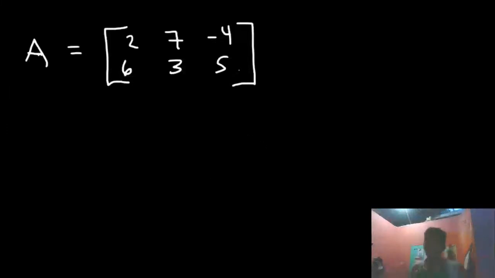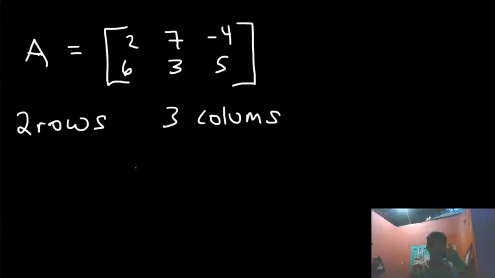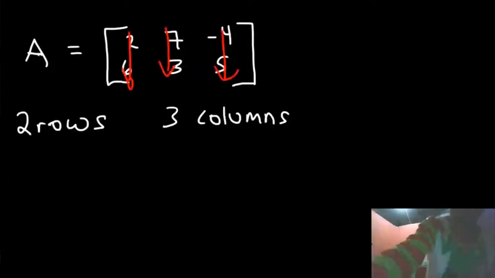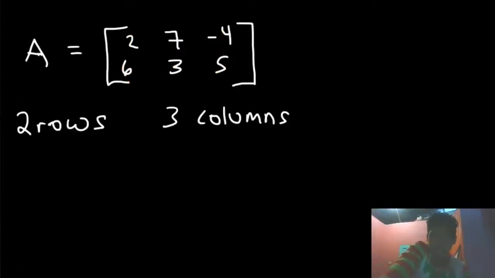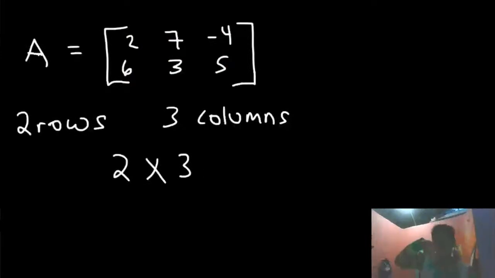Now, this matrix has 2 rows and 3 columns. Now, the rows are horizontal. So this is the first row, and this is the second row. The columns are vertical. This is the first column, second, third. So there's 2 rows and 3 columns, so this is considered a 2 by 3 matrix. The order of the matrix lists the number of rows first and then the number of columns.